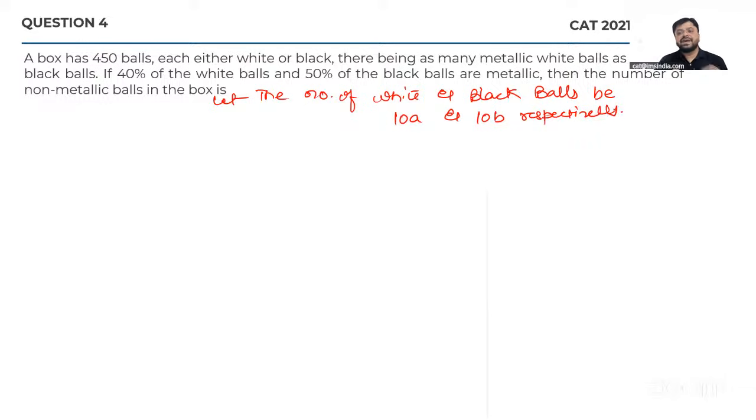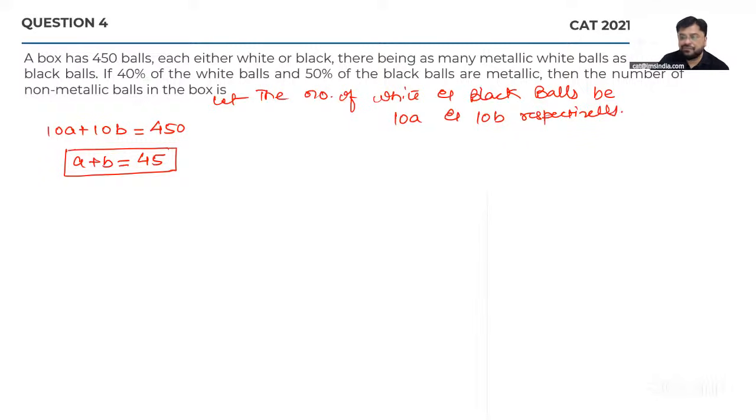So if I assume the number of white and black balls to be 10A and 10B respectively, why am I taking 10A and 10B? Because I don't want to deal in decimals. It is 40%, 50% I need to calculate. That will be an integral value. So we can always take the value A and B, or 10A and 10B. Now the total number of balls will be 10A plus 10B equal to 450, which gives me A plus B equal to 45. This is my first equation.